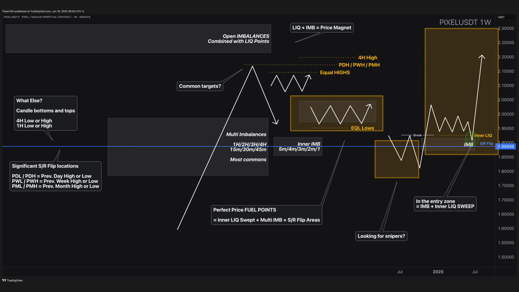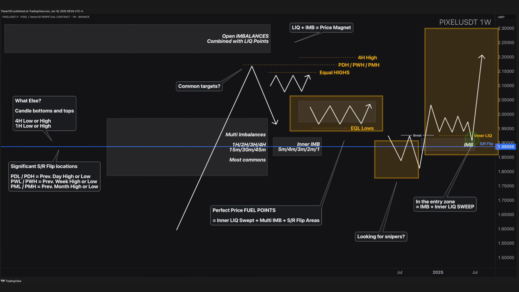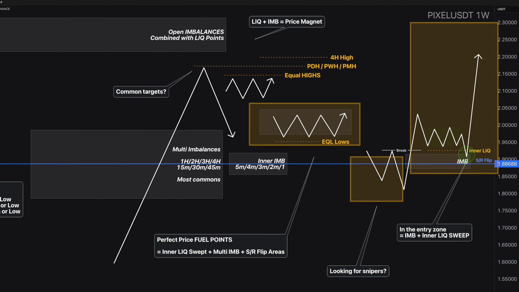Then the expansion happens. You got this. This is the bigger PO3. Now, look what happens inside. A smaller inner PO3 happens. Smaller accumulation, smaller manipulation, and a smaller expansion. The sniper double PO3 setup. I will try to work on a live example in the upcoming videos.